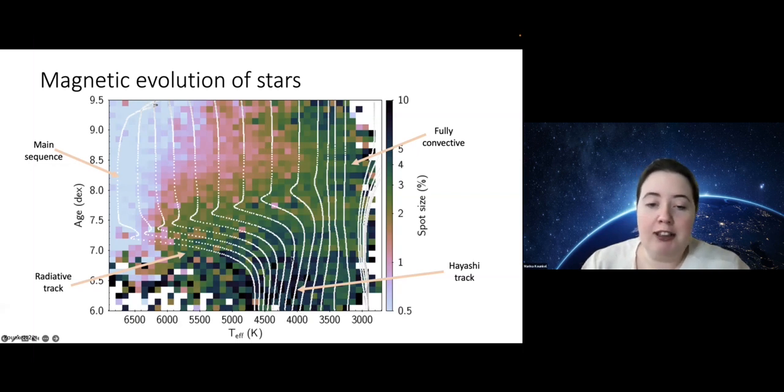As soon as you start developing a radiative core, your magnetic activity starts decreasing, and these stars over here would have a very small radiative core. These stars would be almost completely radiative. And then after you reach the main sequence, the spot size continues to precipitously decrease over time.